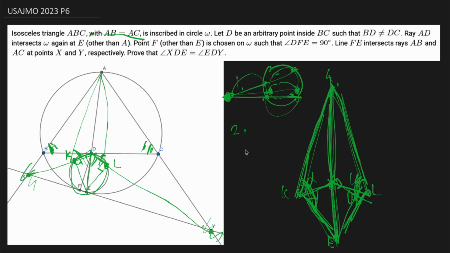The second key takeaway here was this configuration, where if we have something like this with D going out to K, D going out to L, and somehow these two angles are the same, then we have that this entire figure is symmetric about AE, which can turn out really helpful as it is in this problem.